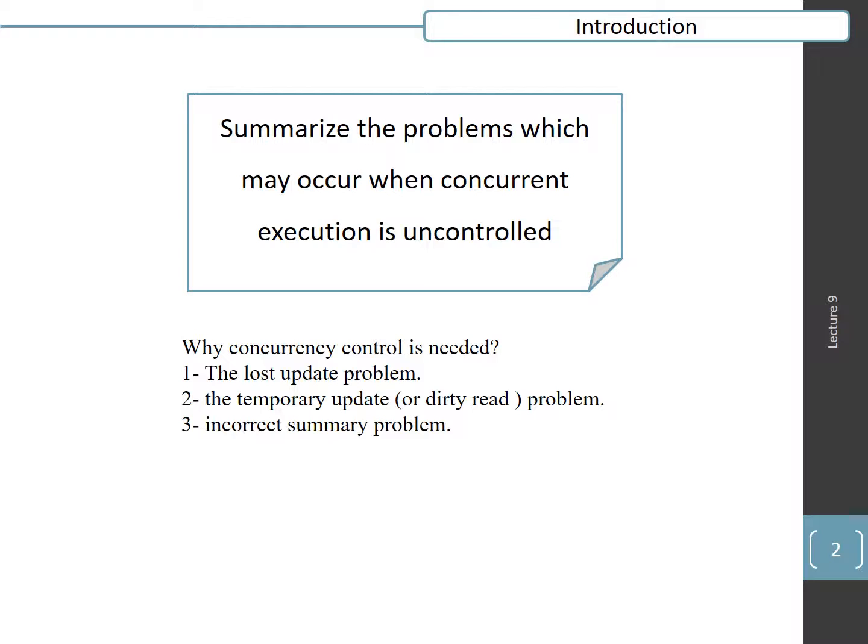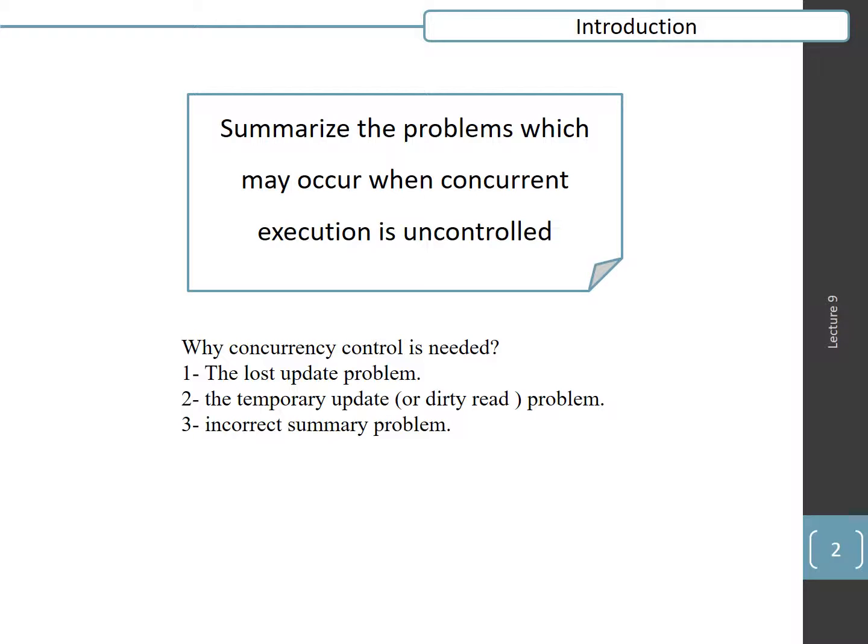Then we have the temporary update or dirty read problem. This occurs when one transaction updates a database item and then the transaction fails for some reason. Then the updated item is accessed by another transaction before it is changed back to its original value. So the second transaction will be reading false data.